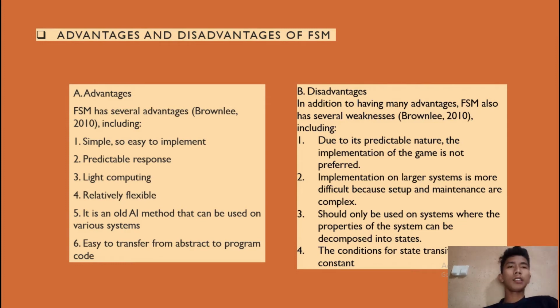In addition to having many advantages, finite state machines also have several weaknesses, including: 1. Due to its predictable nature, it is not preferred for game implementation. 2. Implementation on large systems is more difficult because setup and maintenance are complex. 3. It should only be used on systems where the behavior of the system can be decomposed into states. 4. The conditions for state transition are constant.